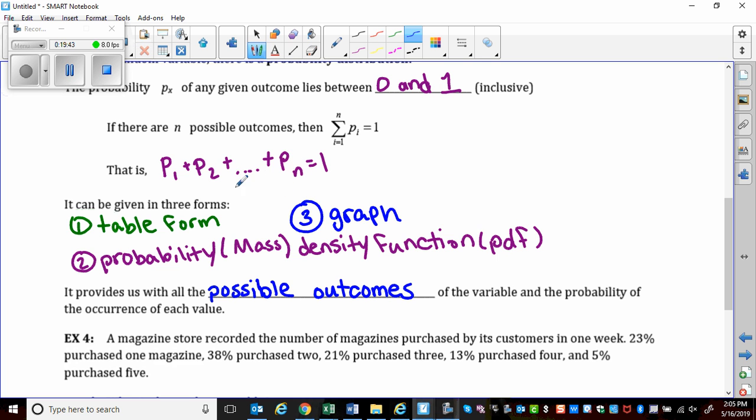It can be given in 3 forms. We can make a table, we can do a probability mass function, and or we could do a graph, which I just showed you. It provides us with all the possible outcomes of the variable and the probability of the occurrence of each outcome.